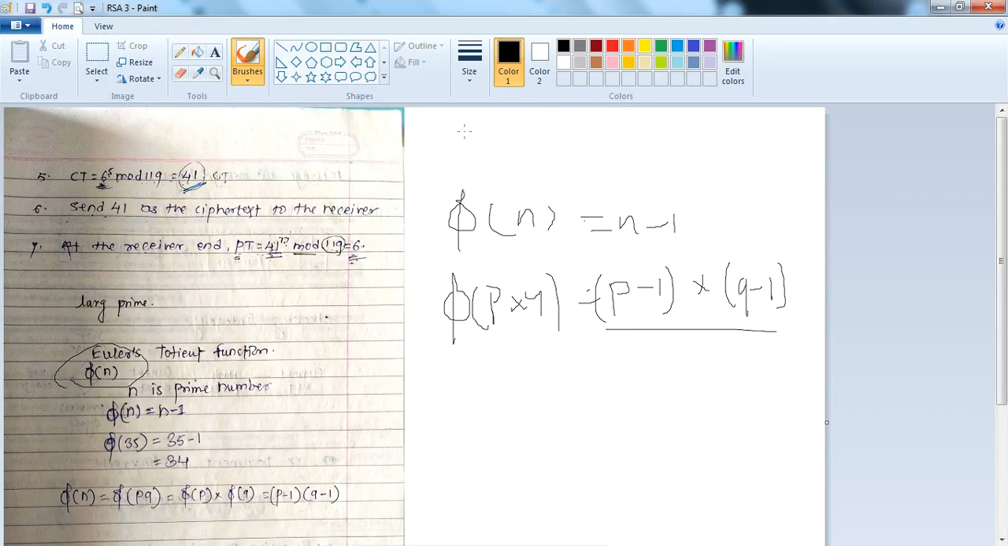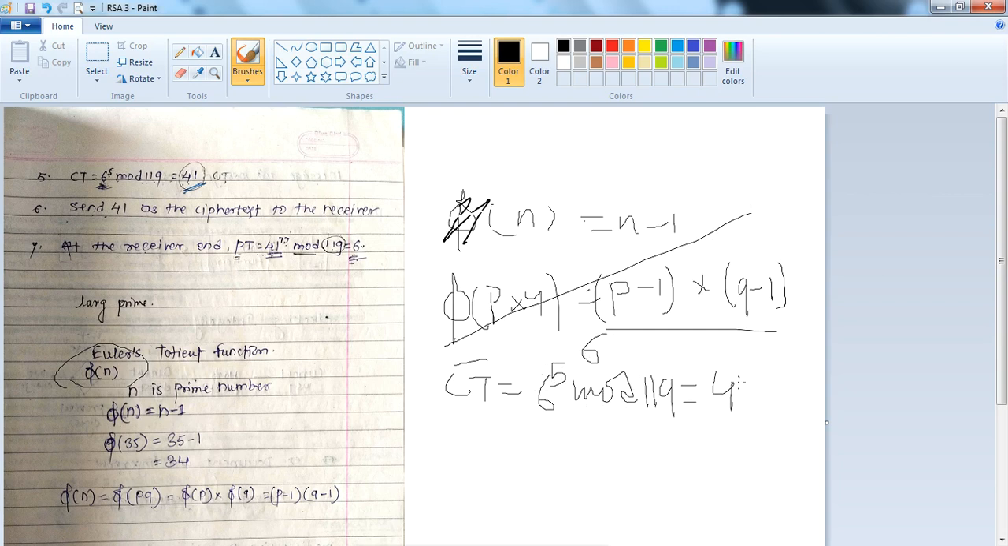Now the ciphertext, we'll just write the content here: ciphertext is equal to plaintext raised to E, mod n. We consider plaintext as a value of 6, right? 6 raised to 5 mod 119, that is n, and the answer is 41. Now again we send this 41 to the second user.